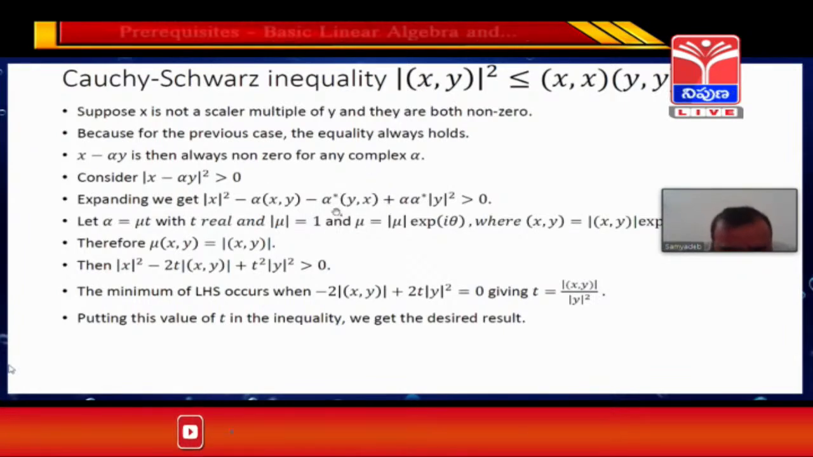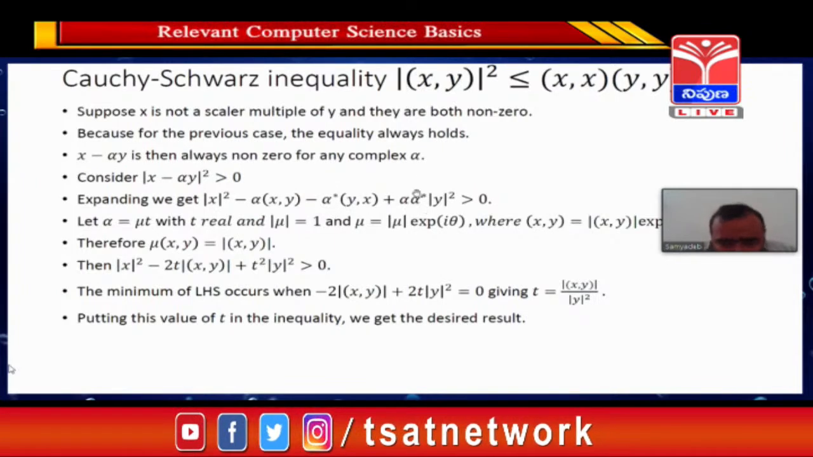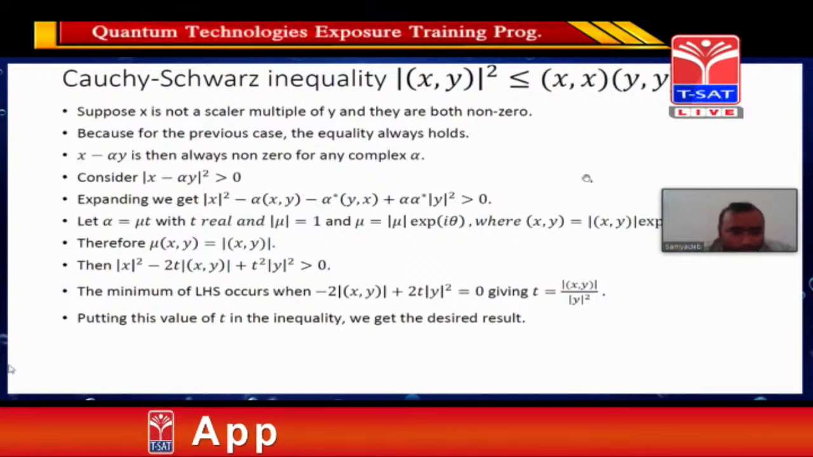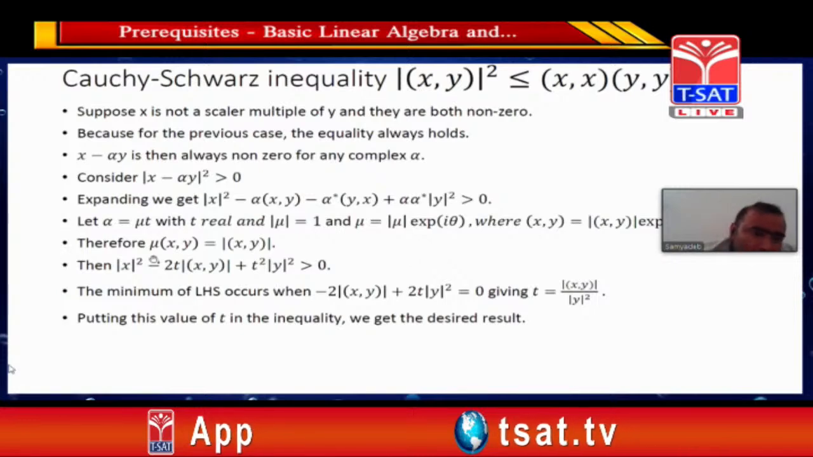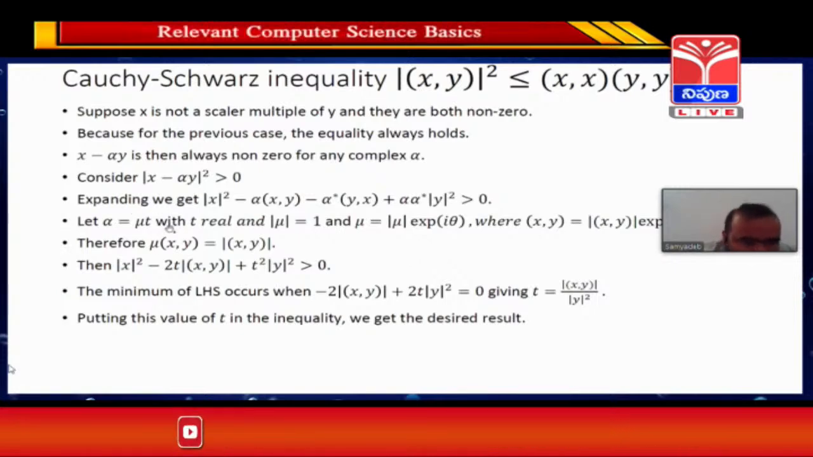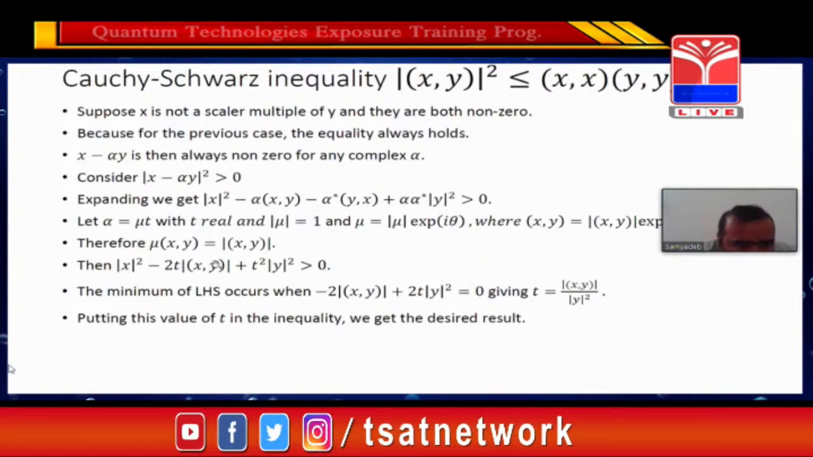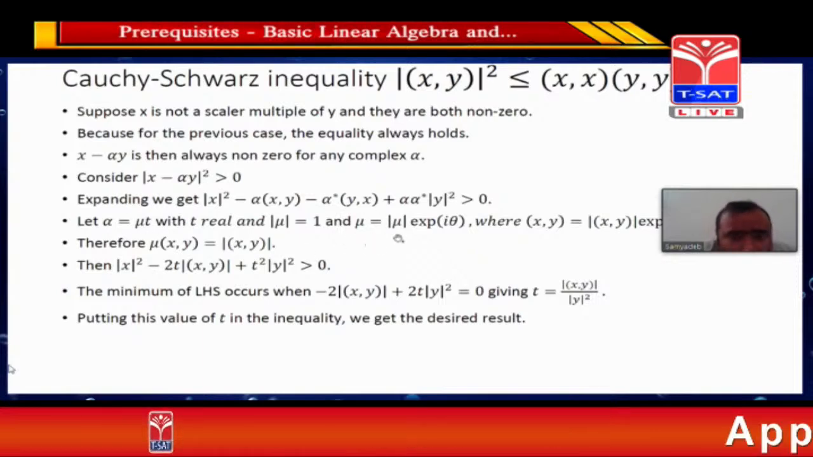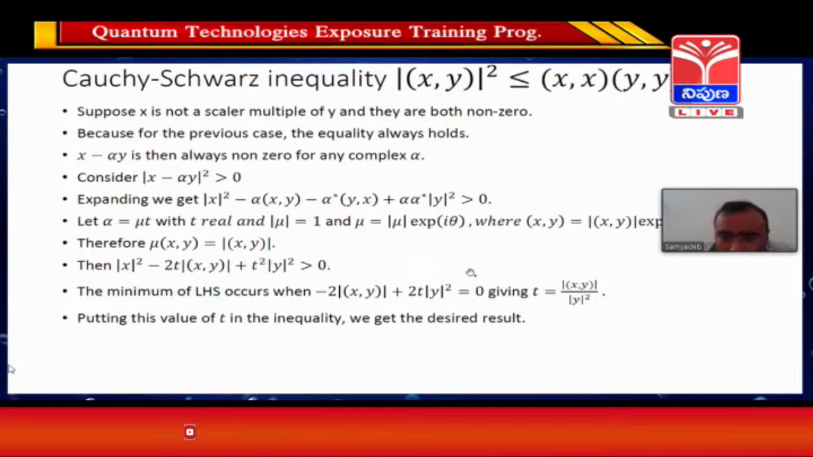Why does the star happen? The star happens because y is in the first argument. That's why this is alpha star. Plus alpha star magnitude of y squared. So let's say this alpha is a complex number. So we can represent alpha by this mu into t, where t is the magnitude of this complex number alpha. So t is real, and the magnitude of mu is 1, and mu you can write as e to the power i theta, which is the complex argument.